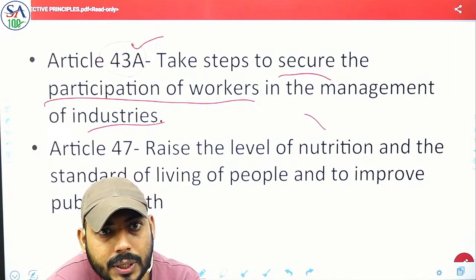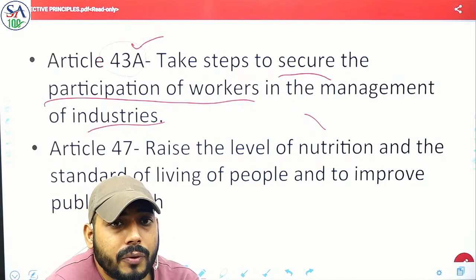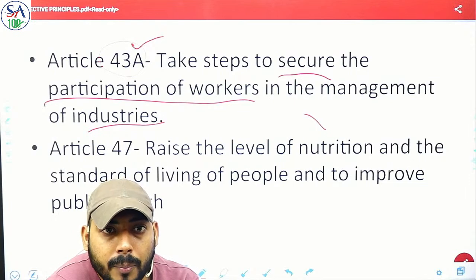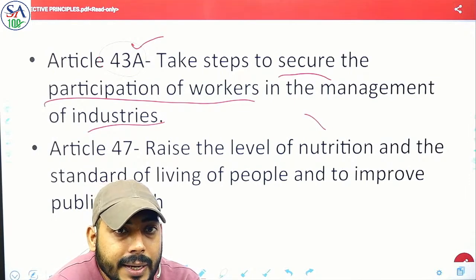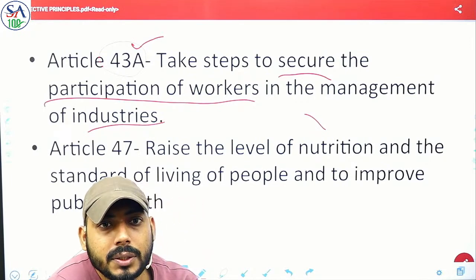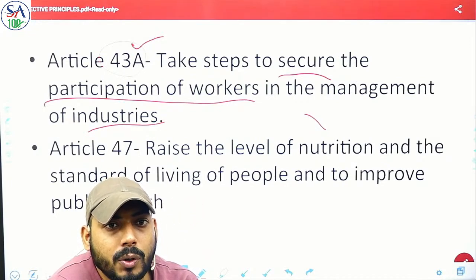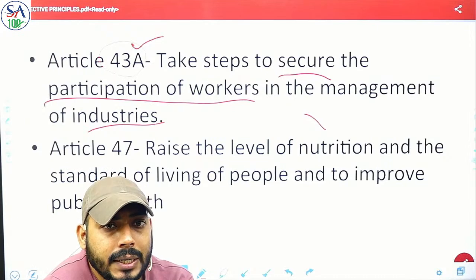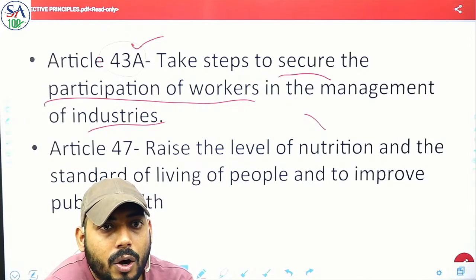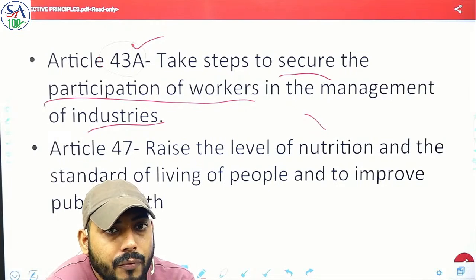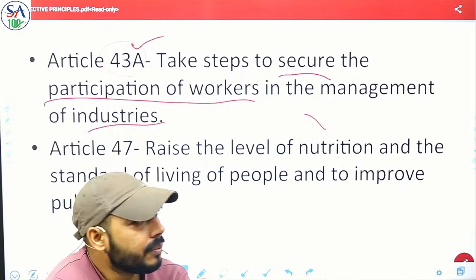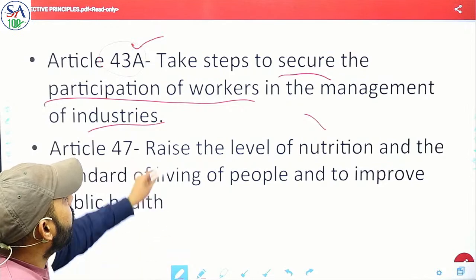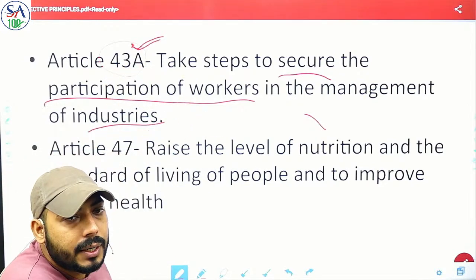Generally, in capitalist societies, we have seen that the management of industries is mainly run by the owner or the people that have a profitable interest in that industry. In that scenario, the interest of workers is denied or not taken into consideration. So this article says that there should be a representative from the worker society or the worker union in the management of industries, so that the interest of such people should also be considered. It was about Article 43A of the Indian Constitution.